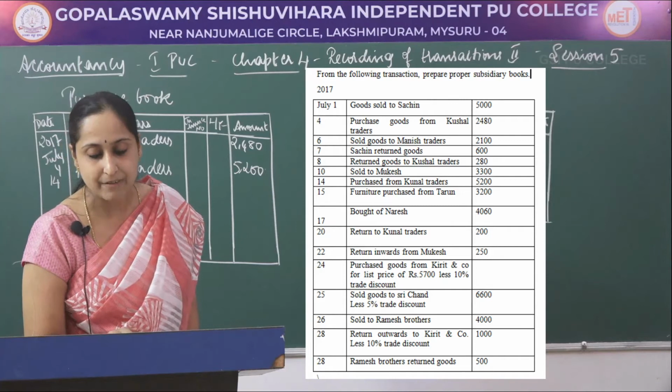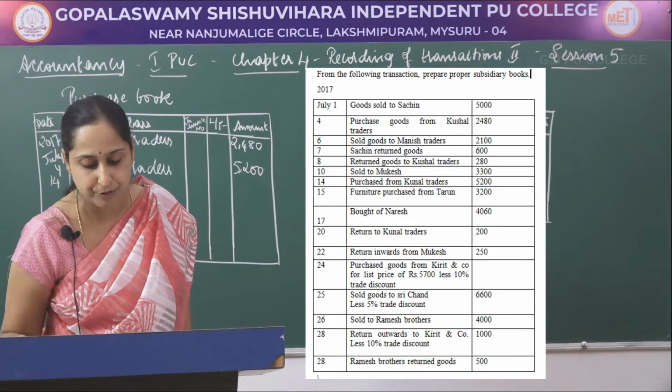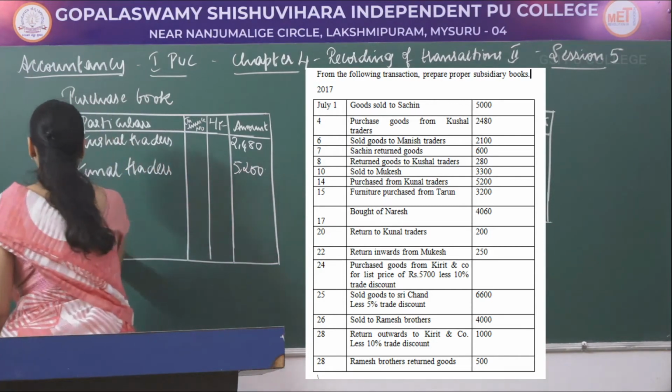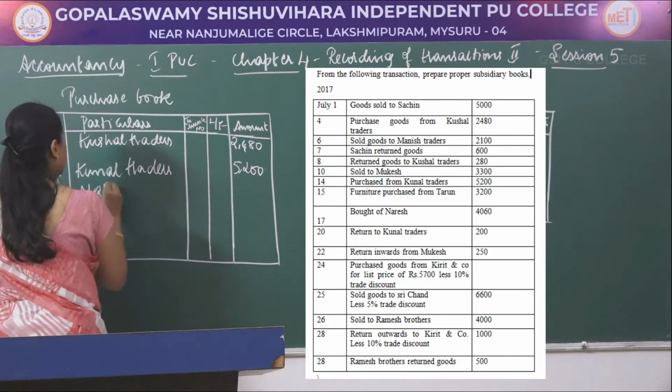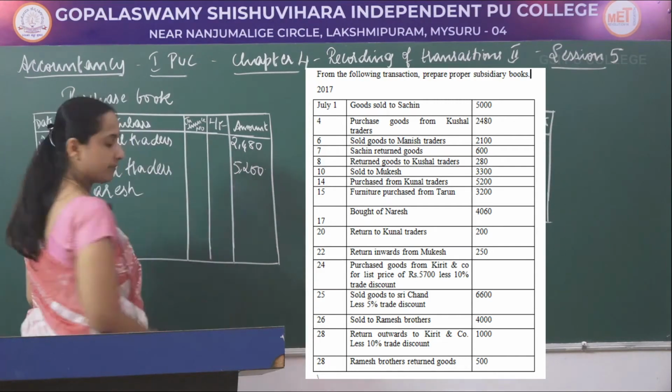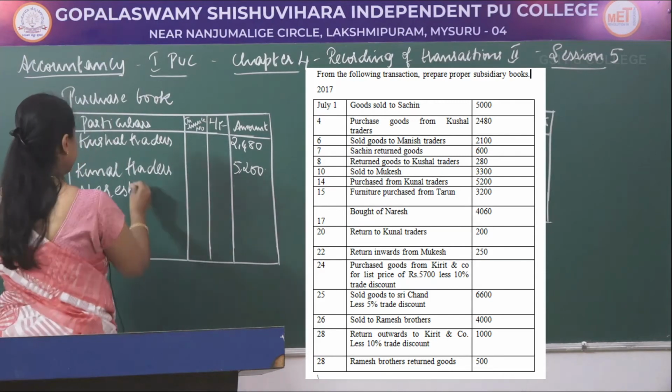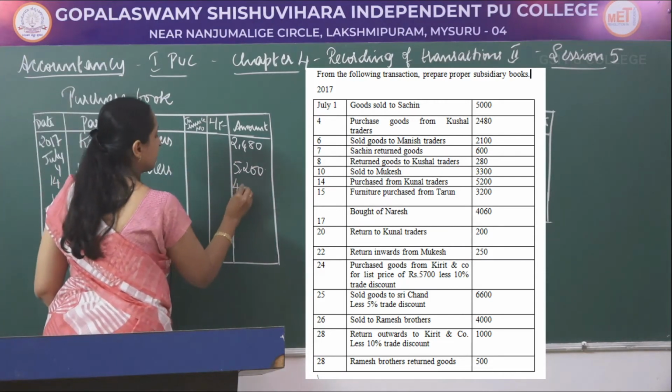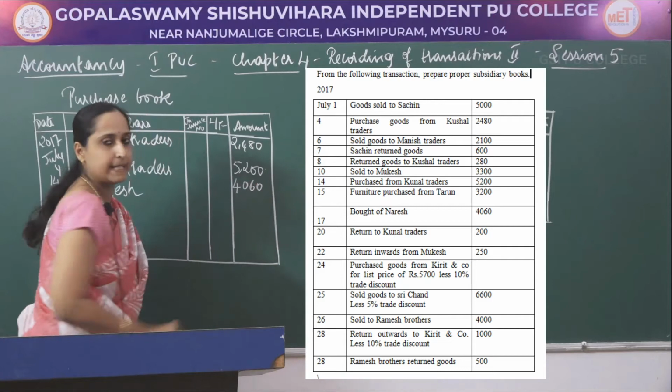Next, on 17th, bought of Naresh. On 17th, we had purchased goods from Naresh worth rupees 4,060.